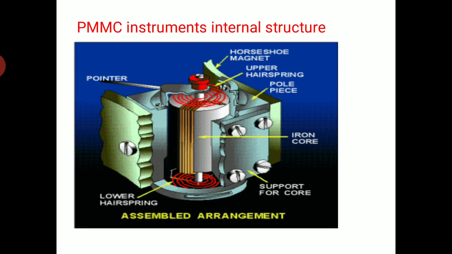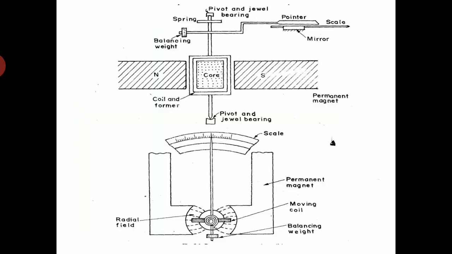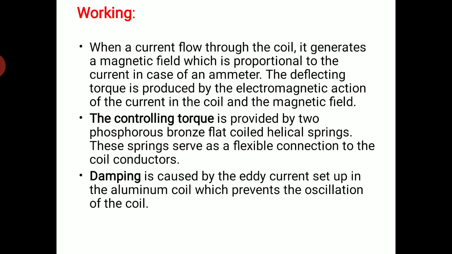This shows the internal structure of the PMMC. As I told, there is a pointer indication on the coil, and then there is a coil which has been placed between the lower hairspring and upper hairspring supporting the coil, an iron core, and then a pole piece. This shows the structure of the core, north pole, south pole, and then spring, weight, pointer, deflection, scale. This shows the top view where the radial field is being generated.